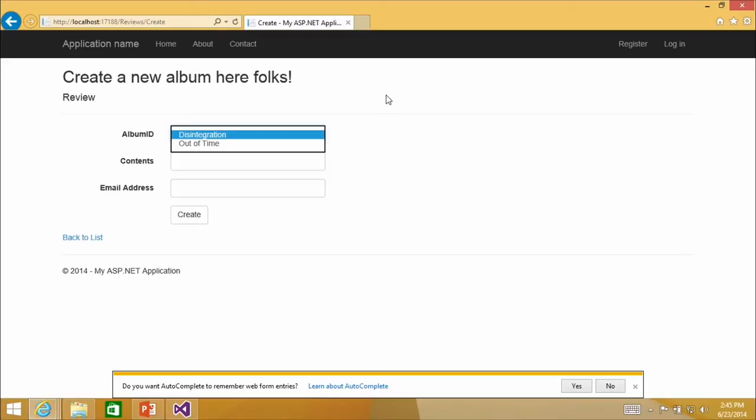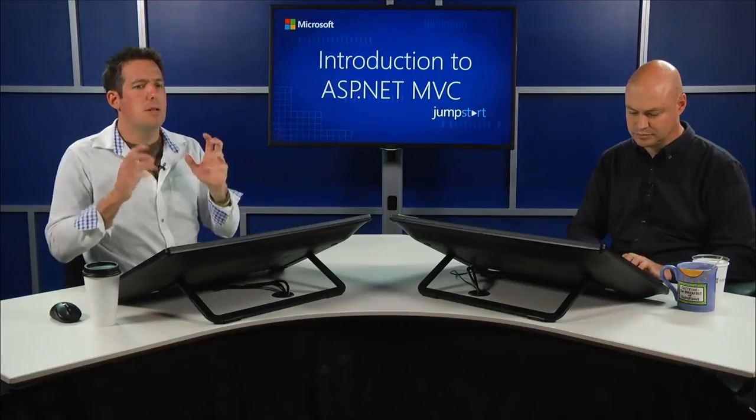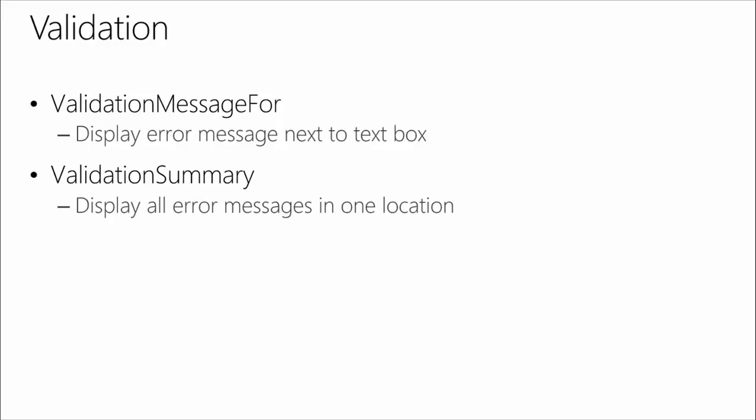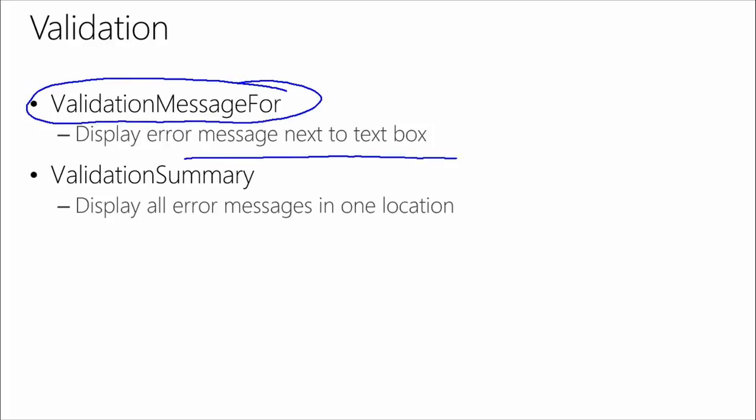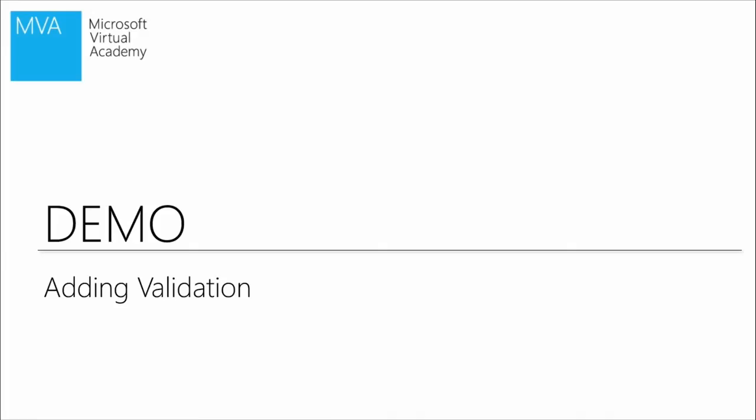Okay, let me go get some slides here. All right, and let's talk a little bit about validation. Again, we need to make sure that users have typed in good data. Validation is going to be handled in really two ways. Number one is ValidationMessageFor, which displays the message next to the text box. Then we also have ValidationSummary, which is going to put potentially our error messages in one location. All right. Let me go back over here to Visual Studio real quick for a little demo.